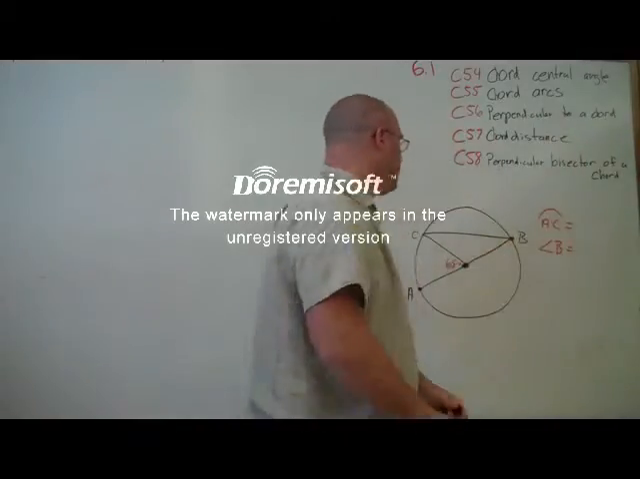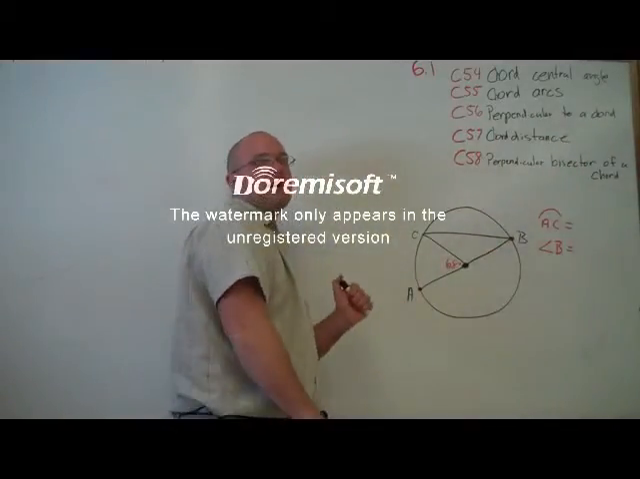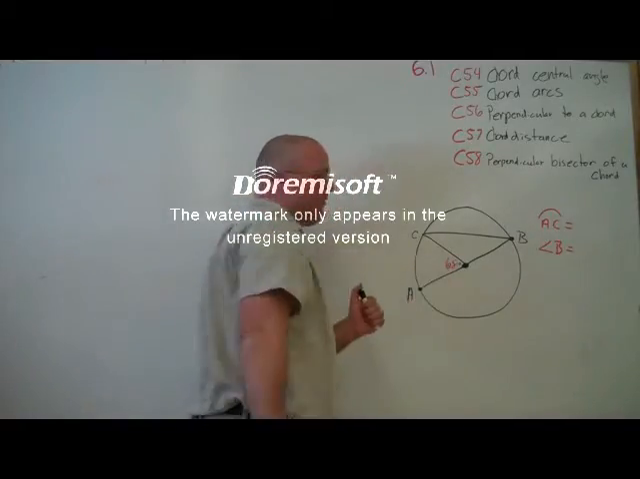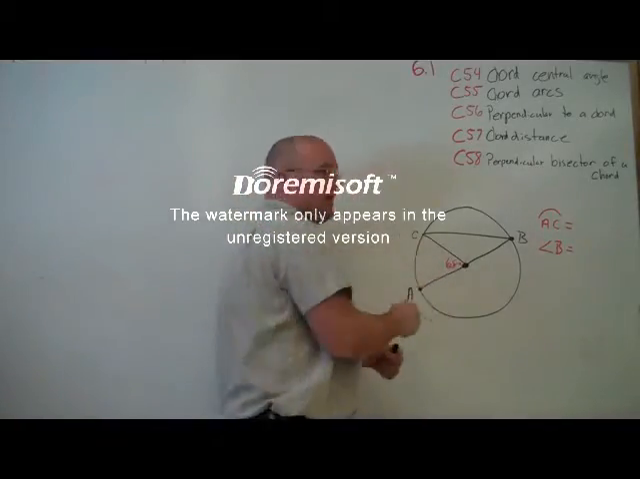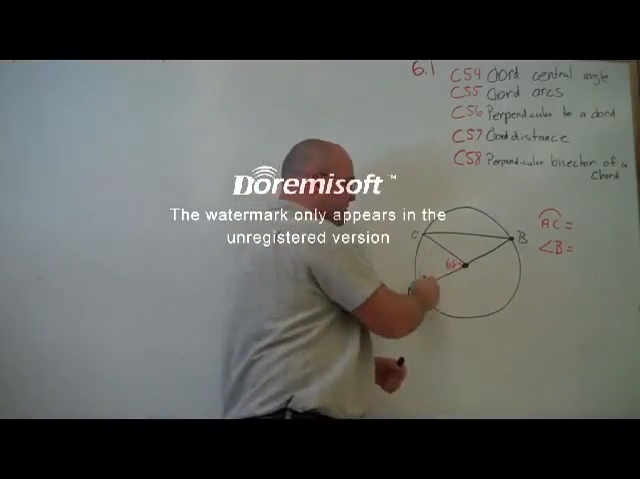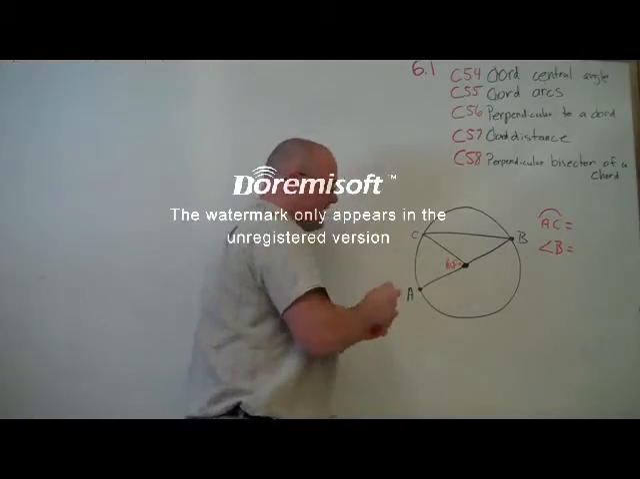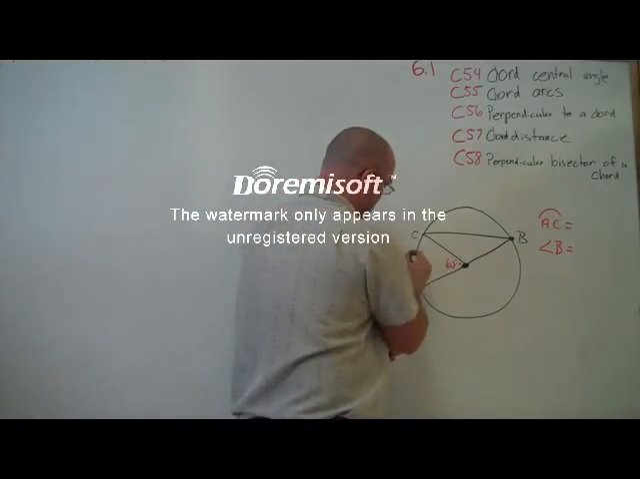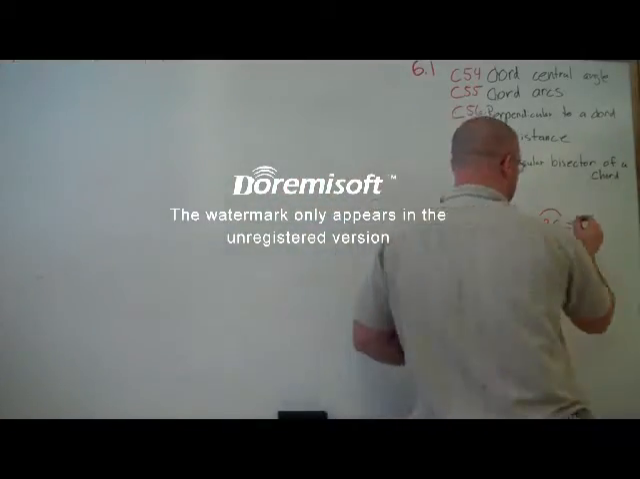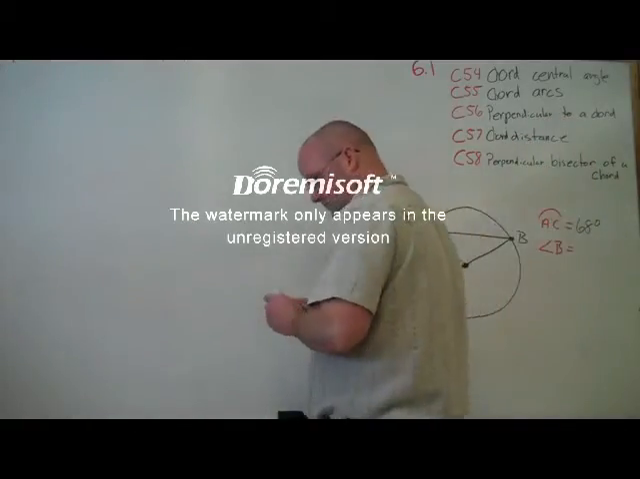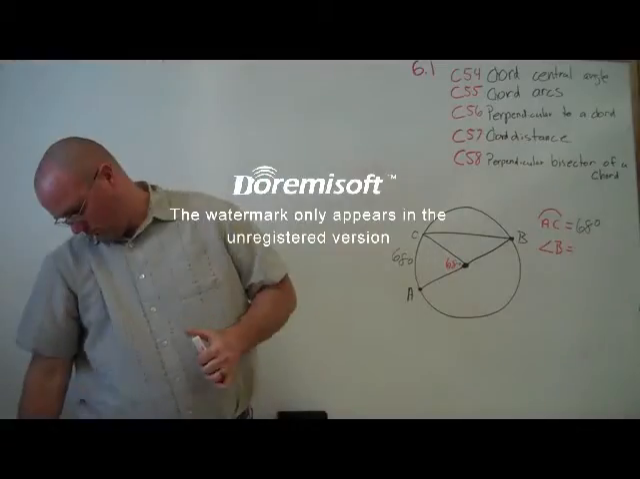All right. Arc AC. What's arc AC? In chapter 1, on any central angle, the arc of that central angle is going to be exactly the same. So if this is 68, this has to be 68. Okay.